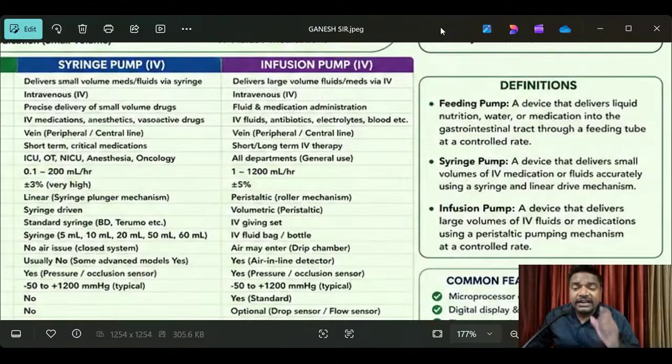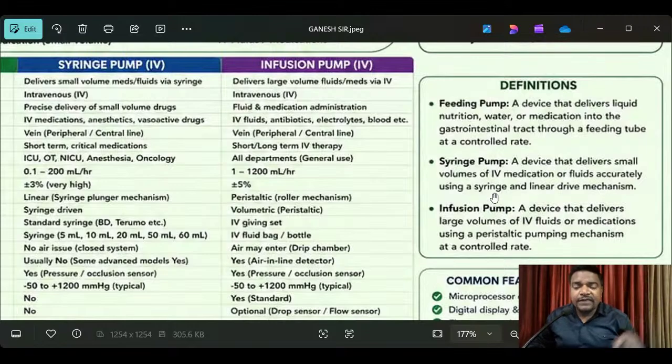Ultimately we have to resolve the issues, find out the issues, and provide the services as biomedical engineers. That is our focus. We should finish our job, right? Come on. And syringe pump: a device that delivers small volumes of IV medications or fluids accurately using a syringe and linear drive mechanism. I hope you got the feeding pump clearly.